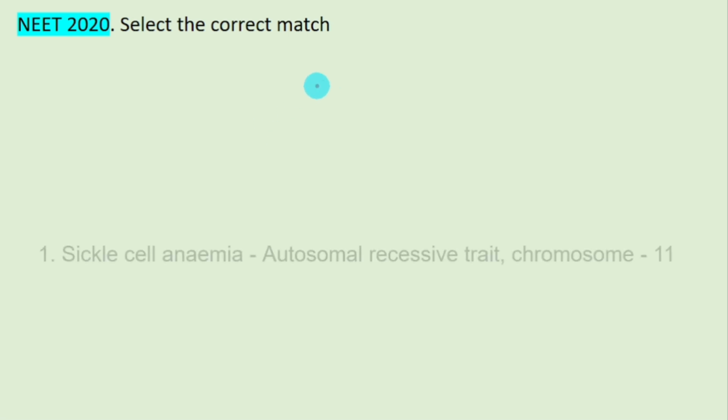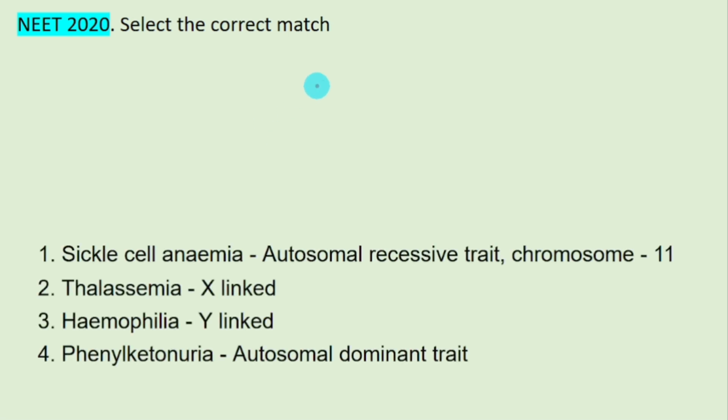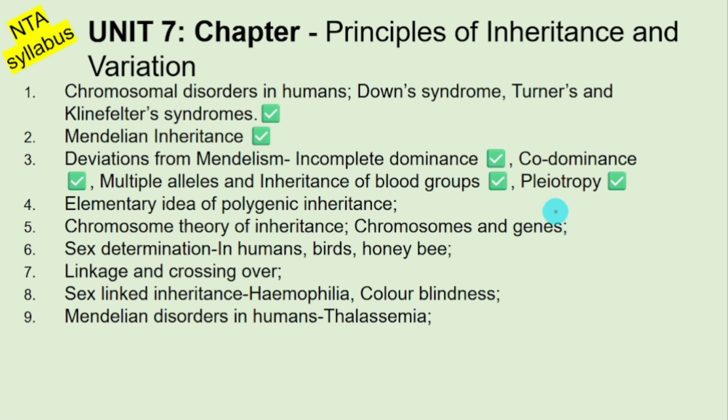Select the correct match. So we haven't covered these. Just focus on this part. Phenylketonuria. Is this autosomal dominant or autosomal recessive? It is autosomal recessive. So this is incorrect. So these are the topics we will cover later. So for the time being, just focus on this part, okay? How the questions can be framed on phenylketonuria. So this was all about pleiotropy.